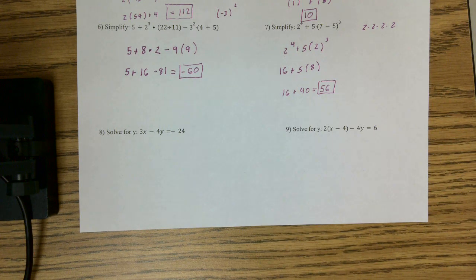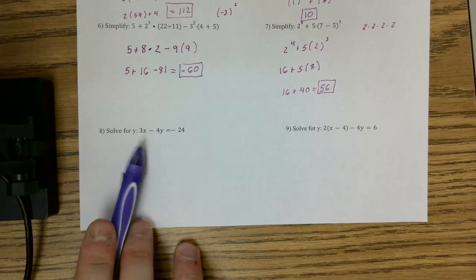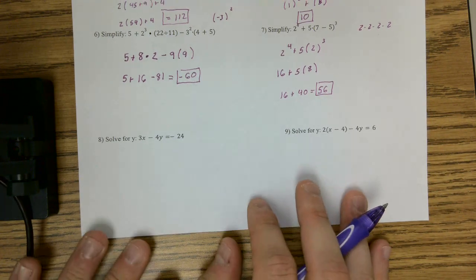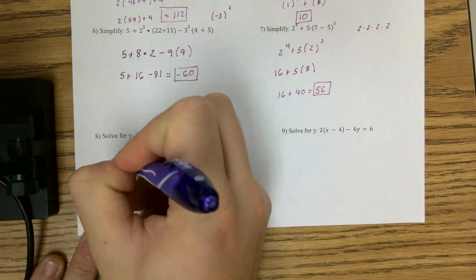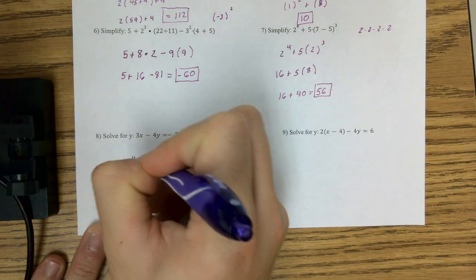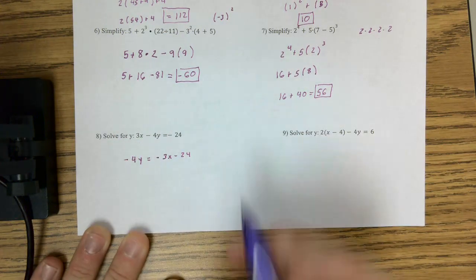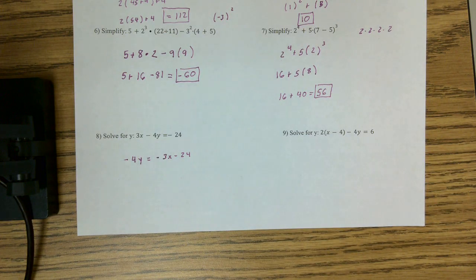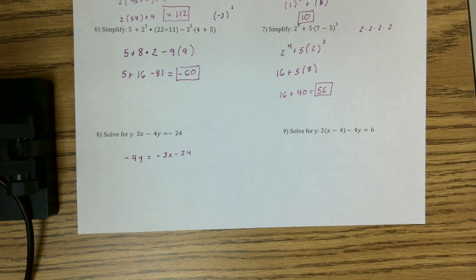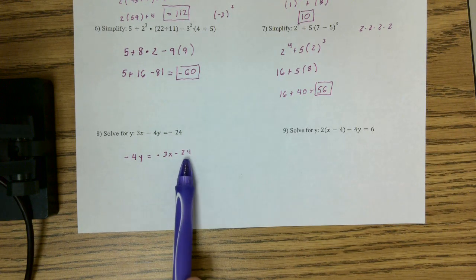So the first thing I'm going to do is take that positive 3x and move it over. I'm going to do negative 4y equal to negative 3x minus 24. Now, keep in mind, if something has a letter, a variable, for example, in this case the value of x, remember, that is not the same thing as that value of 24.